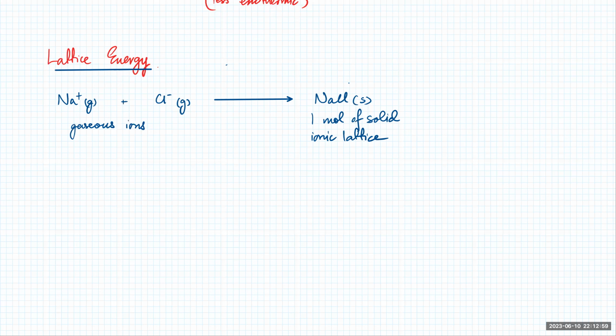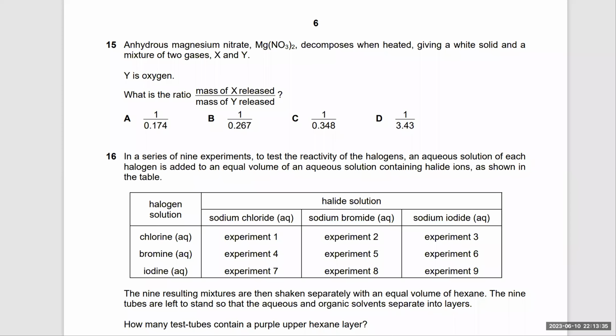Now the product has to be 1 mole, and it's always going to be energy released. So it's always exothermic. Why? Because ionic bonds are getting formed. So for example, initially you've got a bunch of ions, and the ionic lattice looks like this. This is how ionic lattices look.